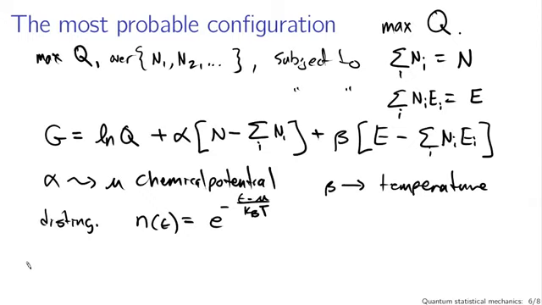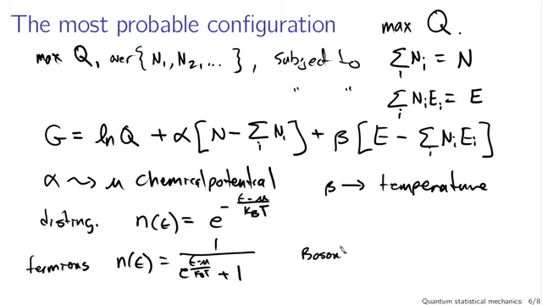If the particles are fermions, you end up with something that looks quite different. The number of particles in each quantum state as a function of the energy of the state is equal to 1 over e to the (epsilon minus mu) over k_B T, plus 1. And for the case of bosons, you get n of epsilon equal to 1 over e to the (epsilon minus mu) over k_B T, minus 1.